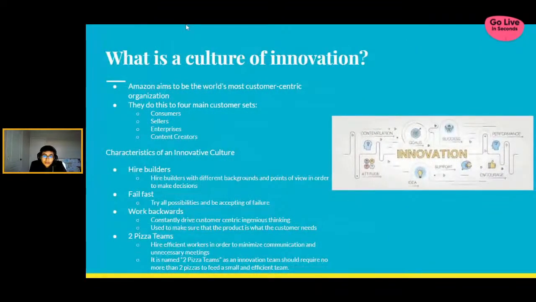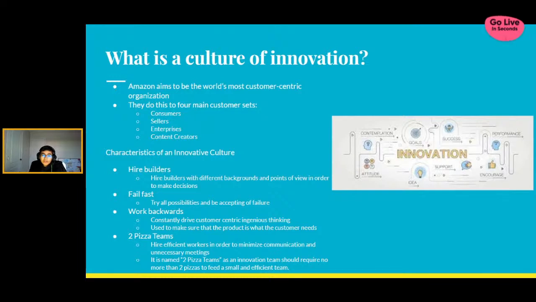So what is a culture of innovation? Amazon aims to be the world's most customer-centric organization. How do they do this? They do this for 4 main customer sets: consumers, sellers, enterprises, and content creators. So here, the following are the characteristics of the innovative culture.